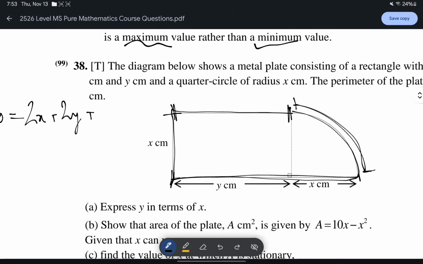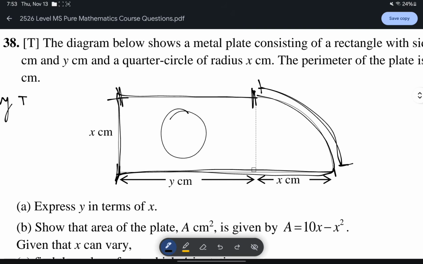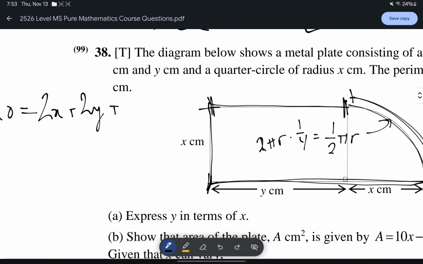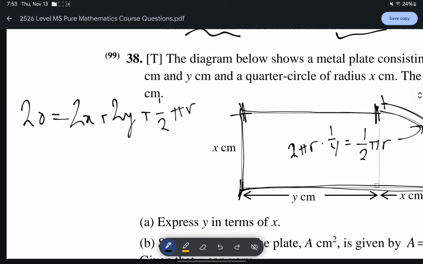Normally the circumference for a full circle, if you had a full circle, it would be what? It would be 2 pi r. But here this is a quarter circle, yani it's a quarter of that. So 2 pi r times 1 over 4. So that means it's just 1 over 2 pi r. Okay, that's the length of the sector here. Okay, so plus 1 over 2 pi r. This is our equation that we have now.